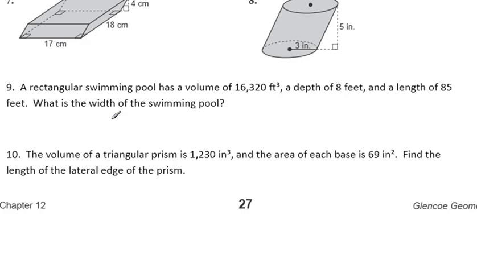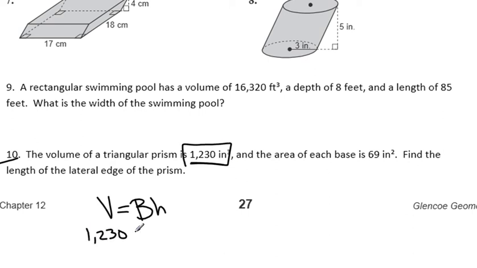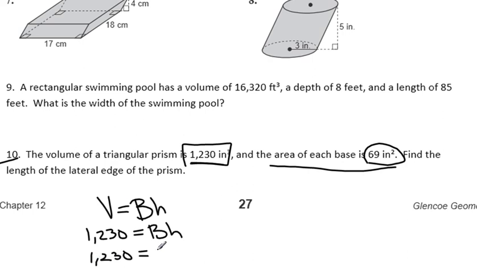Okay, and finally number 10, we're going to work backwards using the volume formula. The volume of a triangular prism is 1,230 inches cubed. Well, the volume of a triangular prism is the area of the base times the height. So they gave us the volume. It's 1,230. So that equals the area of the base times height. It says the area of each base is 69 square inches. So I'm going to replace the area of the base with 69 times height. So we want the length of the lateral edge of the prism, and that just means find the height.